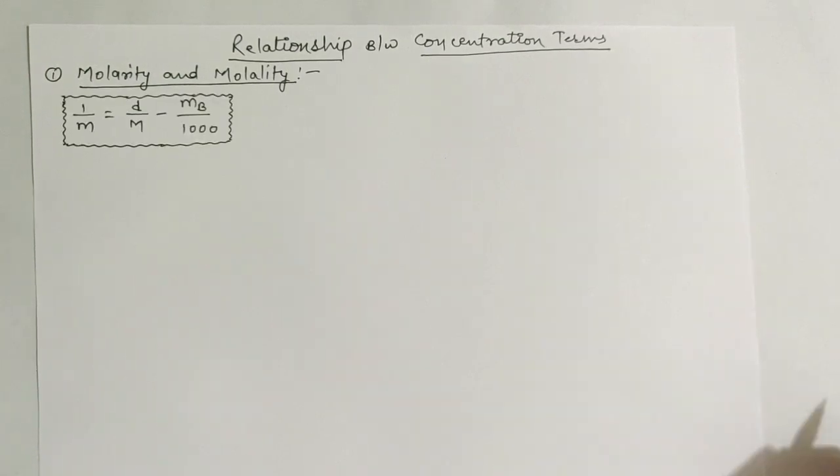The first relationship is between molarity and molality. This is the final result of the relationship between molarity and molality. Here small m is the molality, D is the density of the solution in gram per milliliter, capital M is the molarity of the solution, and Mb is the molecular mass of the solute.